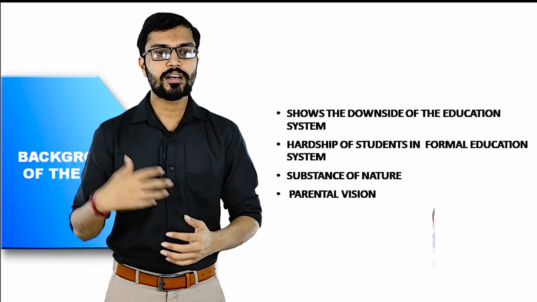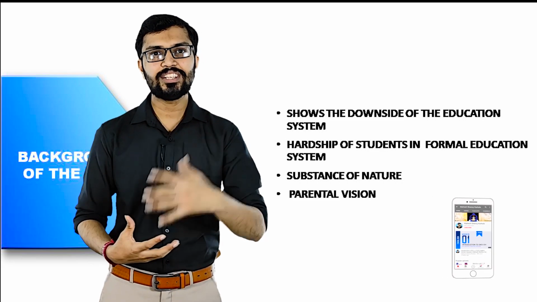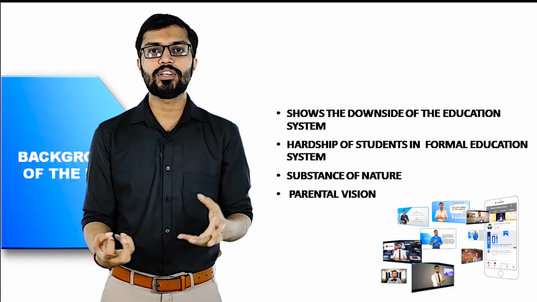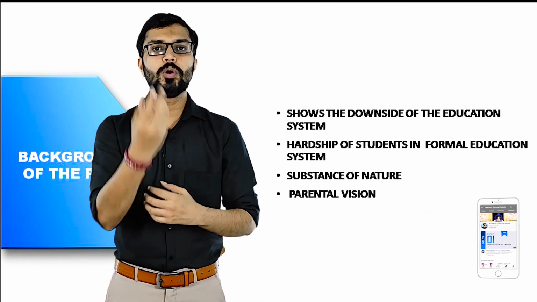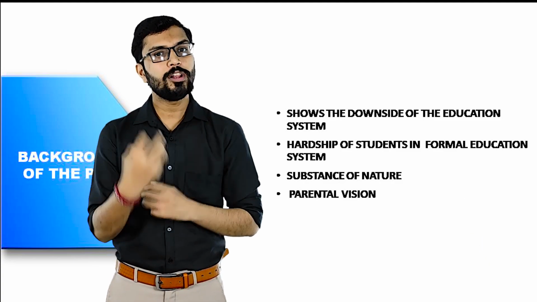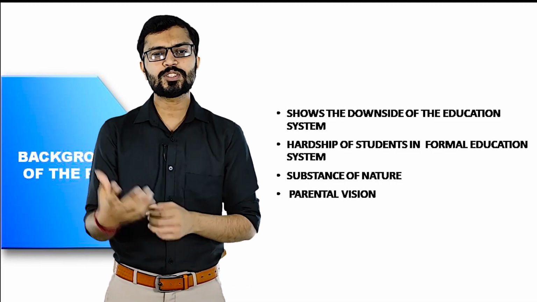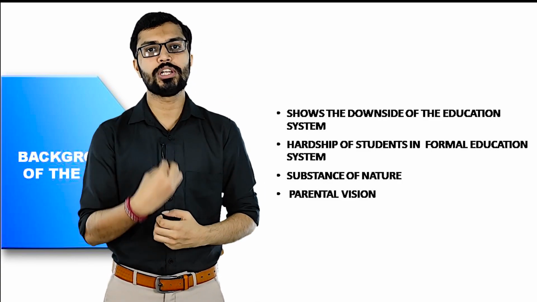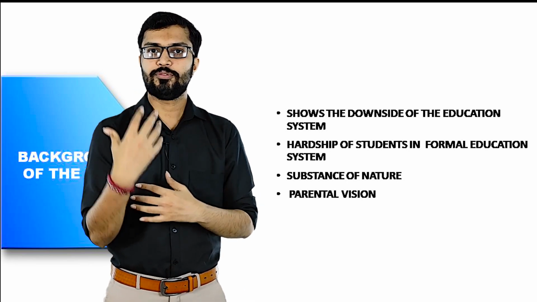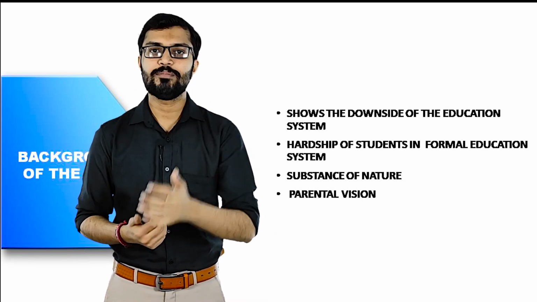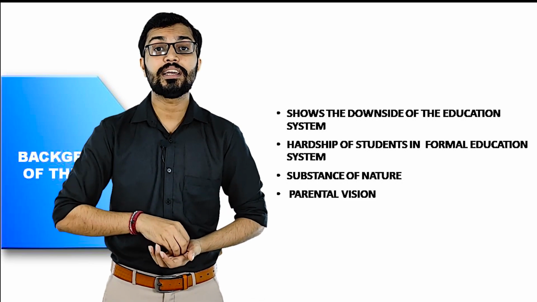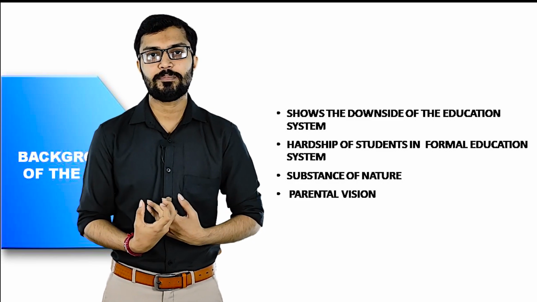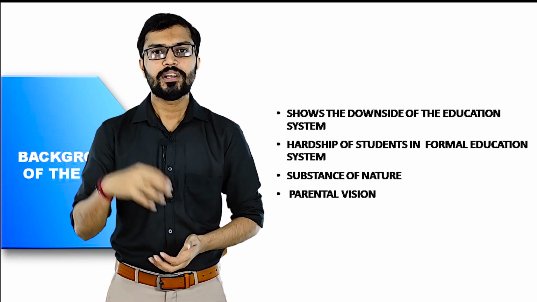And now the fourth one is substance of nature. Here it means the element of nature, what nature is actually about and what it contributes to a student or to human. All these things we will be learning in this poem. And the last one is parental vision. Parental vision means what parents think about their children, what they want them to be. For example, the future of a kid as seen by a parent, and how it impacts that child and its life. All these thematic representations are there in this poem, The Schoolboy.